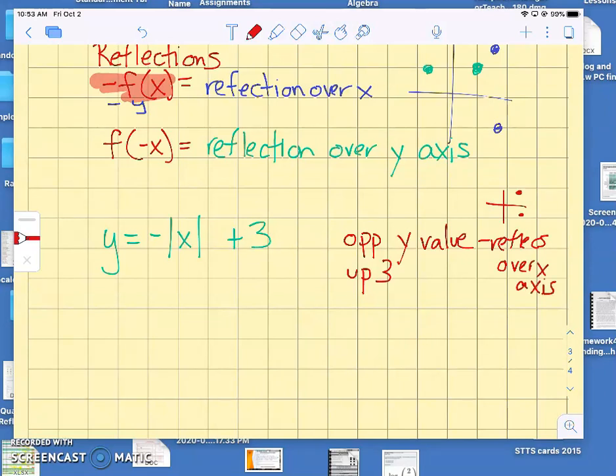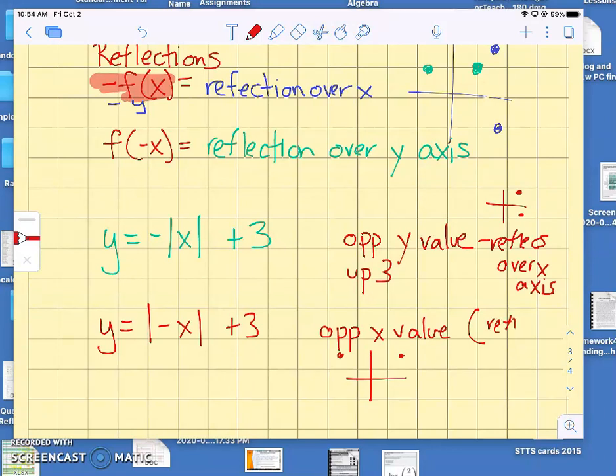Whereas if we would have had this, it is saying the opposite x value, which is the other way. So opposite x would be from here to here. So reflect over y. And then we're still moving up 3.